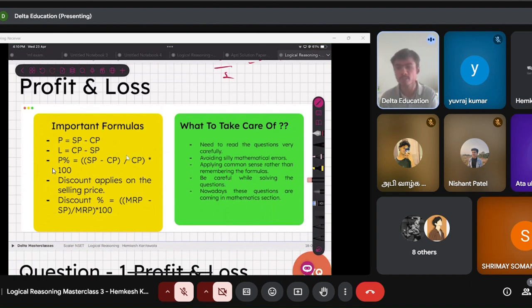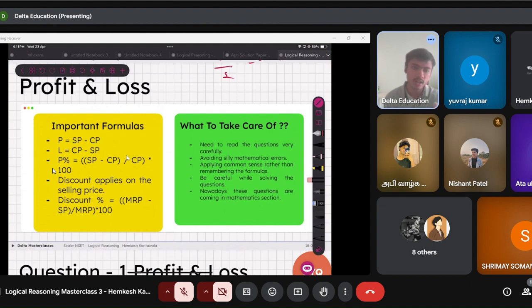What do you mean by profit percentage? What is a normal percentage? A normal percentage is your data value upon the total value times 100. So here, profit percentage would be profit upon the total value, which is cost price, times 100. Discount percentage is similar: the amount of discount upon the MRP, which is basically the selling price, times 100.